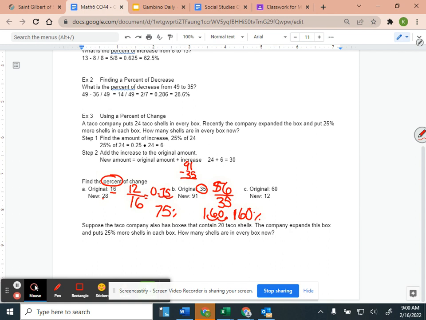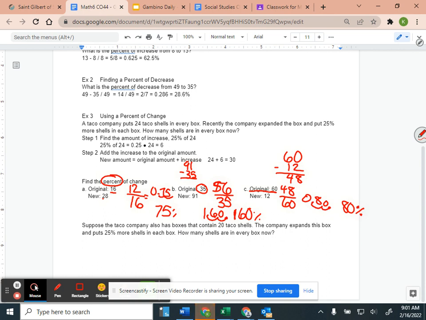Let's look at C. Our original is 60 and the new is 12. What do I do? Zoe. You have to do 60 minus 12, which is 48. So I have to do 60 minus 12 to find the difference, which is 48. And then you have to do 48 divided by 60, because 60 is my original. What is 48 divided by 60, Regan? 0.8. What is that as a decimal? Or sorry, as a percent? Well, I'm going to move that decimal place over 2, and I end up with 80%. There's an 80% decrease going from 60 down to 12.